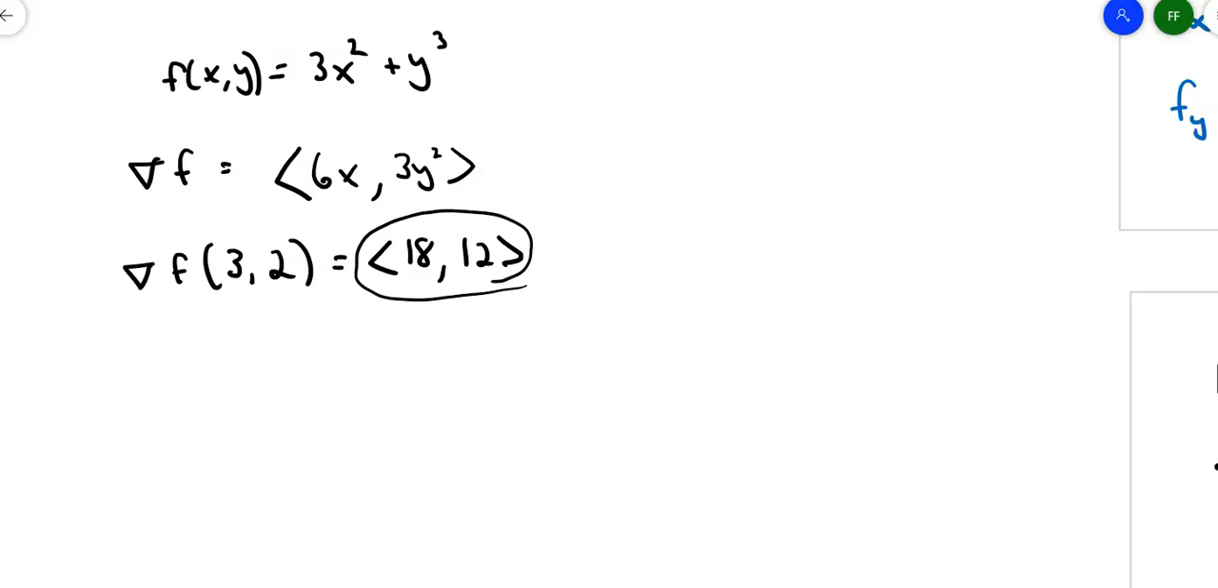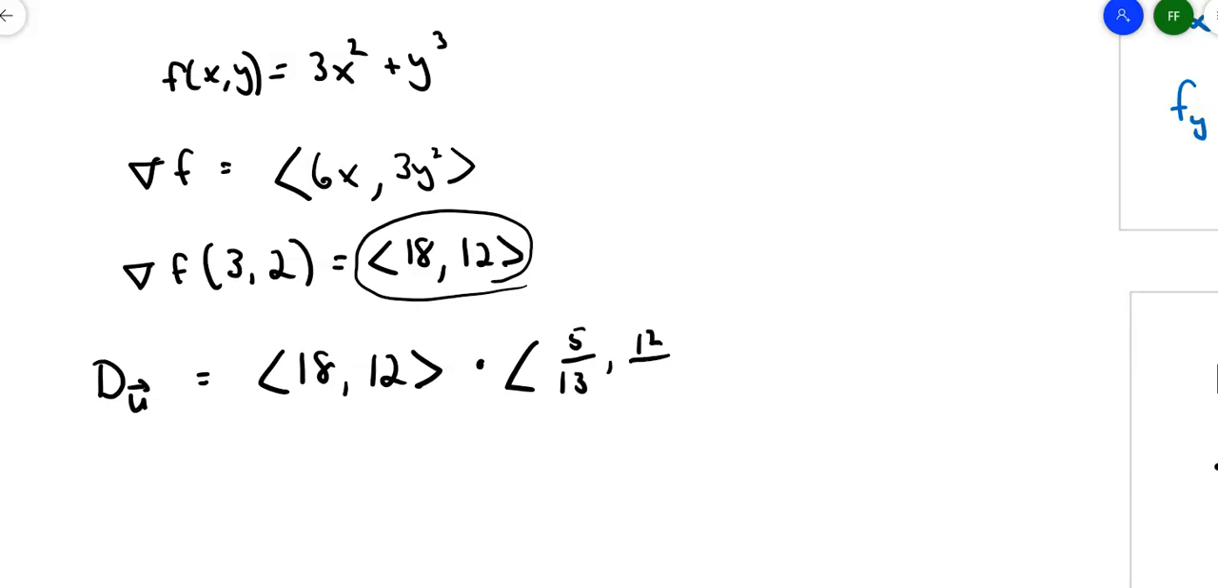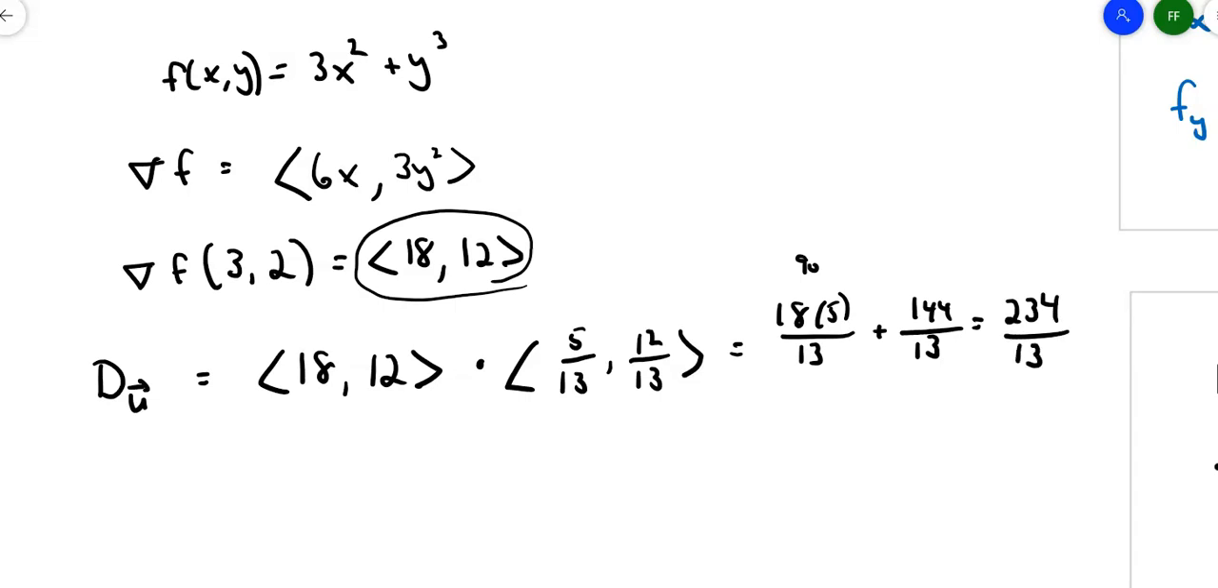Now if I want the directional derivative in the direction of u, it should be the dot product between (18, 12) and the direction vector that I was given, which was (5/13, 12/13). So I end up with 18 times 5 over 13 plus 12 times 12, which is 144 over 13. 18 times 5 is 90. 90 plus 144 is 234.